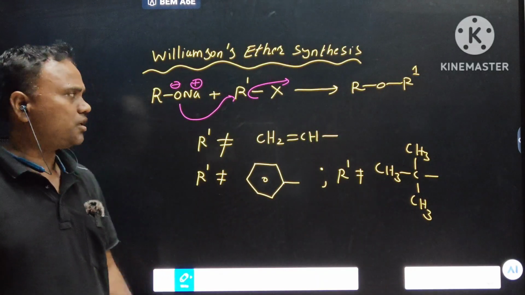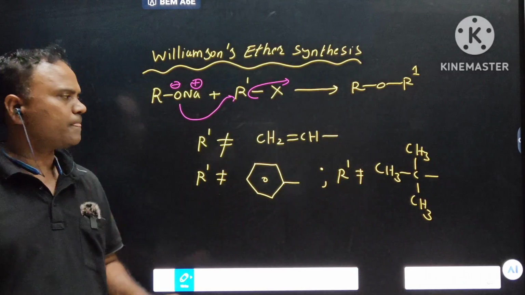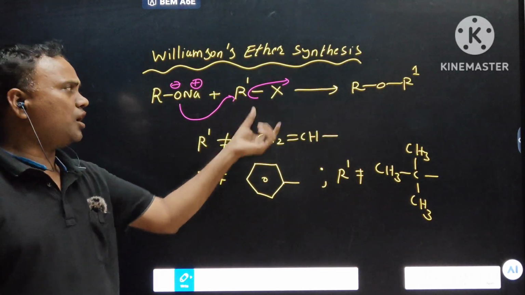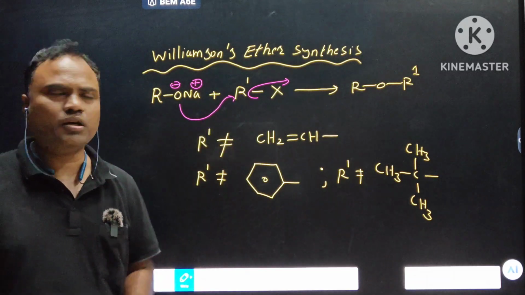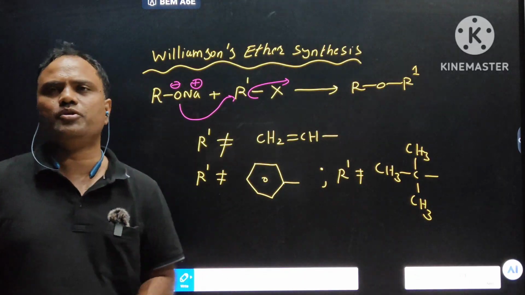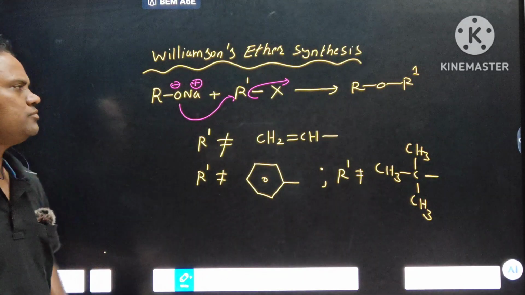Clear? Remember. Let us continue with examples. Did you get this, R'? In alkyl halide, the R part is there, na? That R part should not equal vinyl, aryl, or tertiary butyl group. Clear, all of you? Okay.